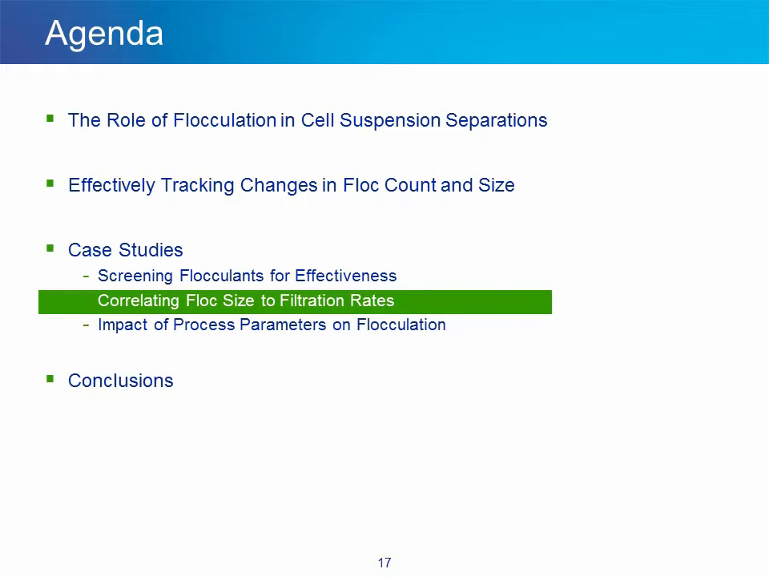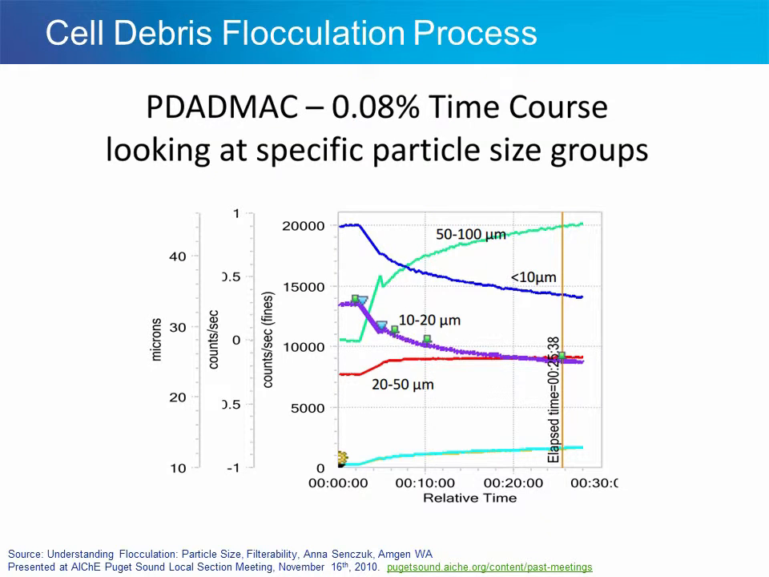So now we'll look at the impact of floc size on filtration rate. This is actually very nice work from Amgen that was presented at an AIChE meeting in 2010, and I have the reference below where you can get these slides that Anna Senzuk presented. This is a really nice paper, and I'd recommend that people look at it.